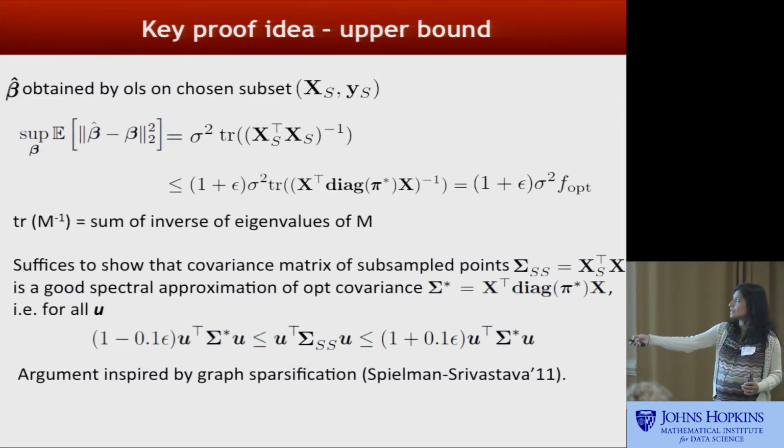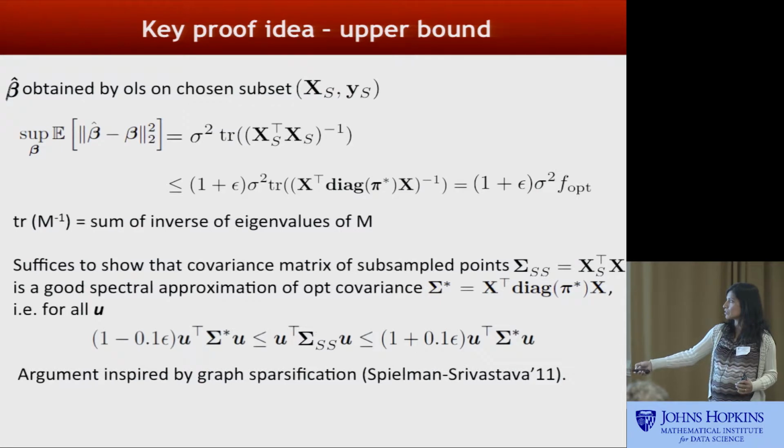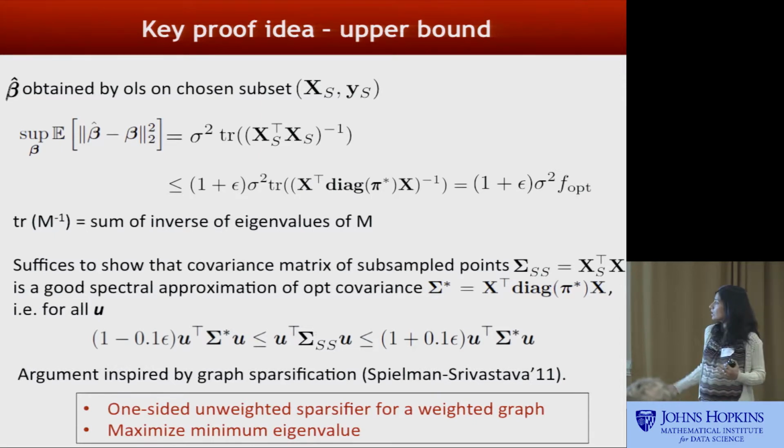Notice that we only need one-sided control. So typical results look like two-sided, right? They are saying the eigenvalues of sigma star are sandwiched, upper and lower bounded, by the eigenvalues of sigma s, the subsample matrix, right? Both ways. We don't need both ways. If we just want to give this guarantee, one way is enough.